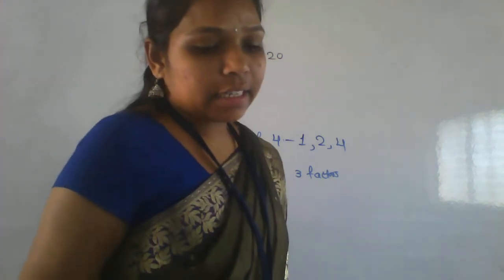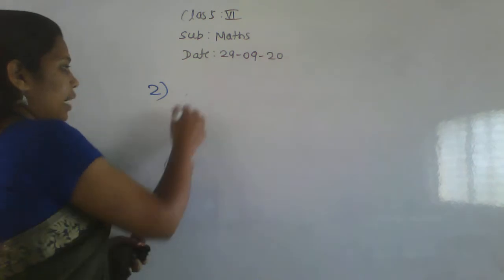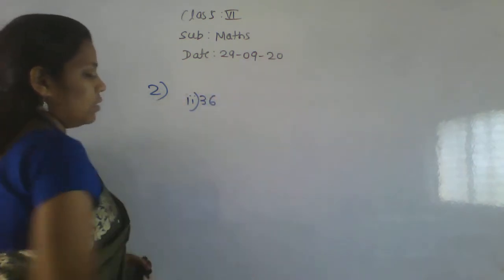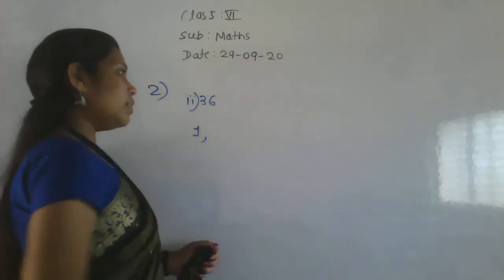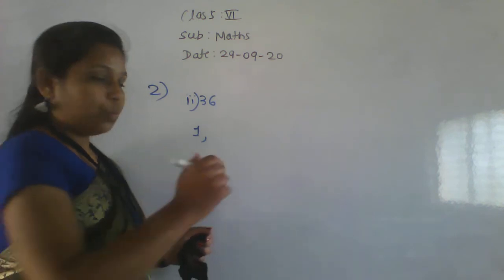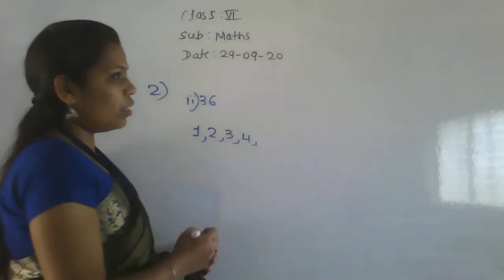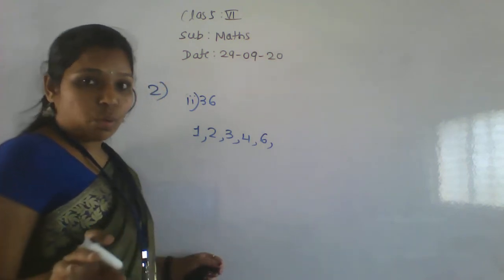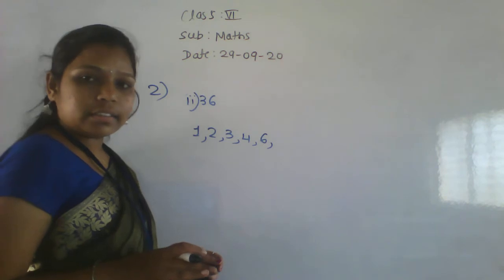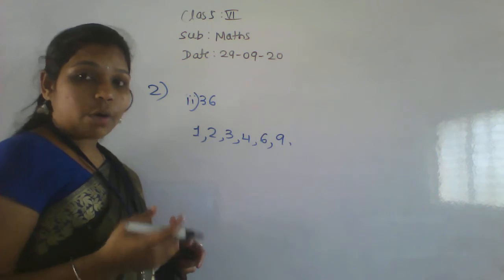Next, after that 36. Write the factors of 36, and after that you have to decide whether it is having 3 factors or not. First is 1. Second, 2, yes. Next 3, yes. 4, yes. 5, no. 6, yes, 6 is a factor. 7, no. 8, no. 9, yes. Up to 10 we have to verify every number.